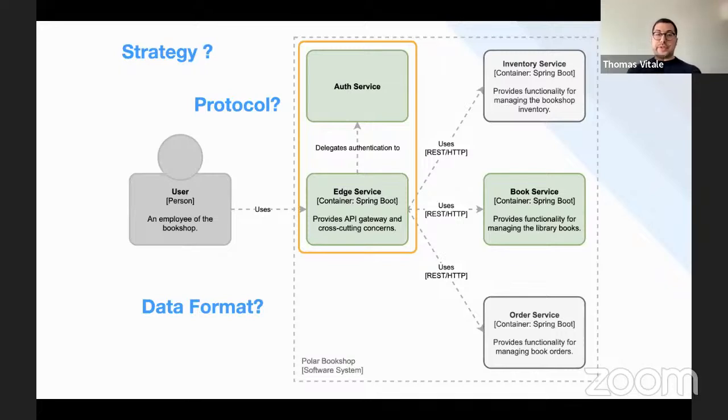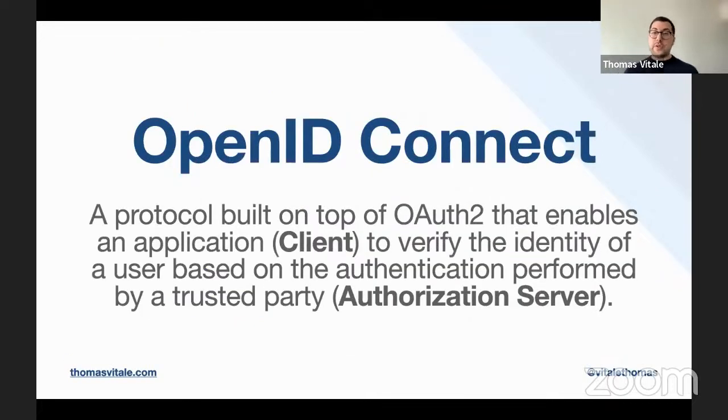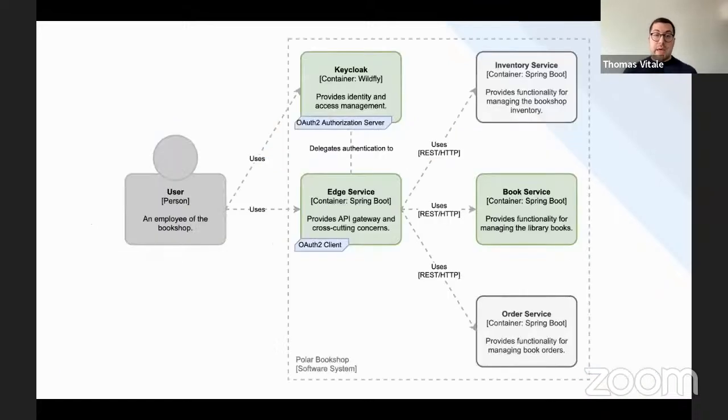And the solution that we're going to see today to solve all these three problems is OpenID Connect, which is a protocol built on top of OAuth2 that enables an application, and we call it a client, to verify the identity of a user based on the authentication performed by a trusted party. Now, this trusted party, we call it authorization server. So if we go back to our diagram, we have the Edge service that will act as an OAuth2 client, and Keycloak that will act as an OAuth2 authorization server. We are using the naming provided by the OAuth2 framework.